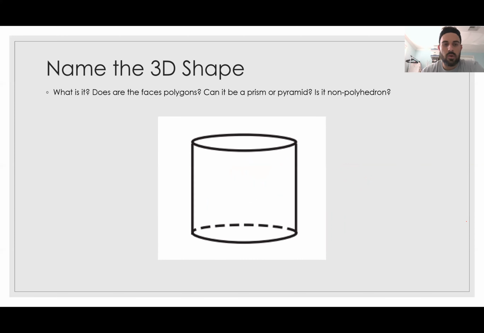What is it? Is it a polygon? Are the faces a polygon? Can it be a prism? Can it be a pyramid? Or is it a non-polyhedron figure? I know that the faces are circular. It's a circle, and remember that a polygon needs to have 3 or more sides. Circles do not have sides, so it is non-polyhedron. Since it is non-polyhedron, I cannot name this a prism or a pyramid. I would have to name it either a cone, a sphere, or a cylinder. A cylinder would be your answer because it's like a soda can.